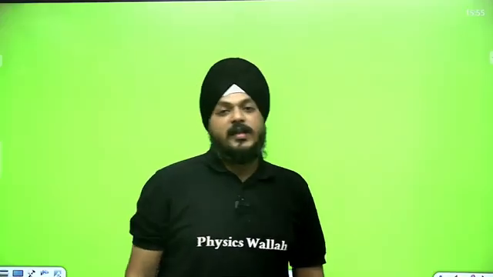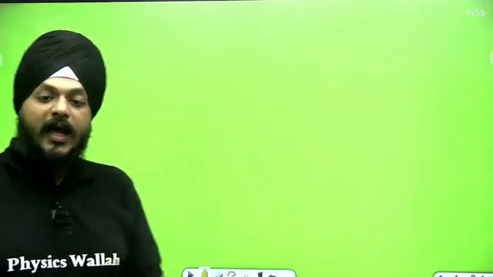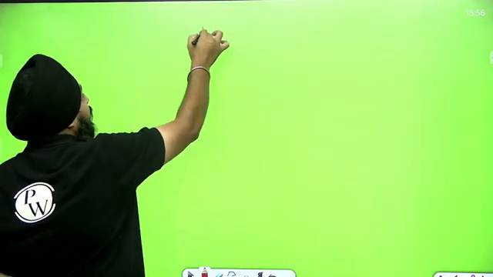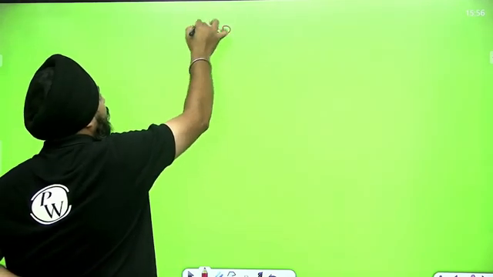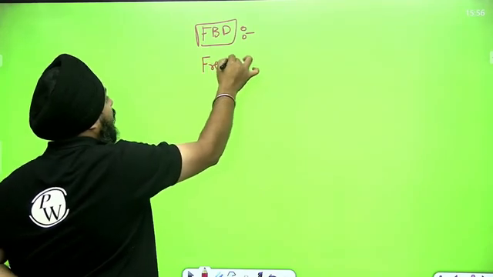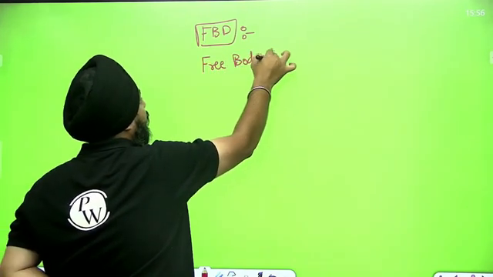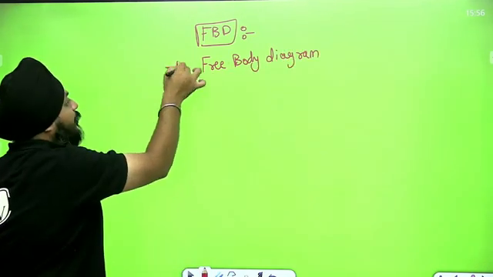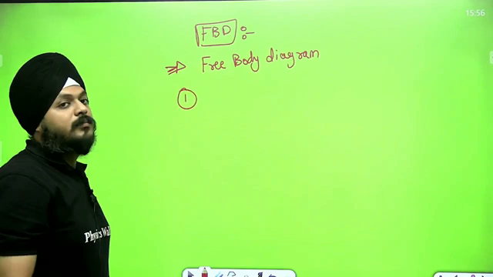Before moving on to this, I want to teach you all how to draw the FBD. What actually is an FBD? You are all aware that FBD is a free body diagram. What are the noteworthy points related to the free body diagram?